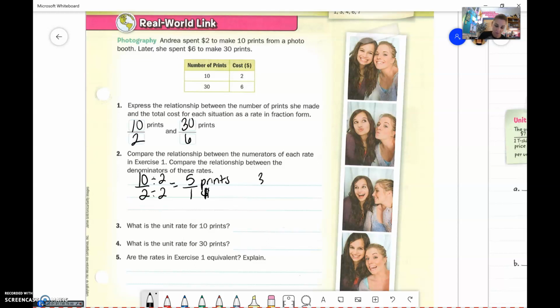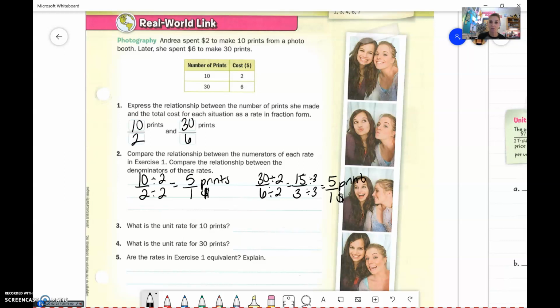Let's check over here. So let's do 30 over 6. Knowing what I know about greatest common factor, their greatest common factor is 6. But let's say you can't remember what the greatest common factor is. Start small. Start with 2. Can I divide each of these by 2? I sure can. Okay, 15 over 3. I know that 15 and 3 have a common factor of 3, so I can divide each of those by 3, which gives me 5 over 1. 15 divided by 3 is 5. 3 divided by 3 is 1. So here it is: 5 prints for $1.